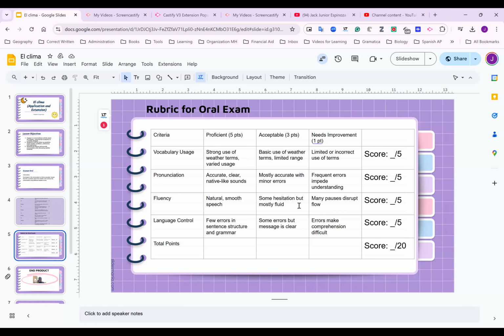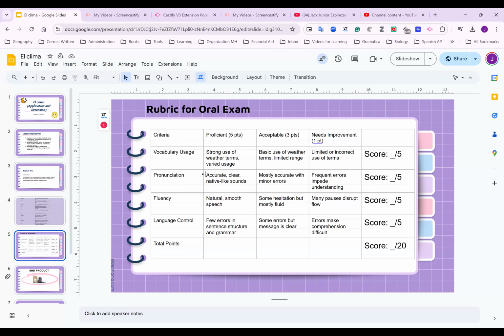So let's go with the last part of the rubric, which is language control. This is about the sentence structure and grammar. To score 5 points, you should use complete sentences with minimal grammar errors. Small errors are fine if they don't interfere with your response. A score of 3 means that you have some errors, but your overall message is still understandable. If errors make it hard to understand your responses, this will result in a score of closer to 1.